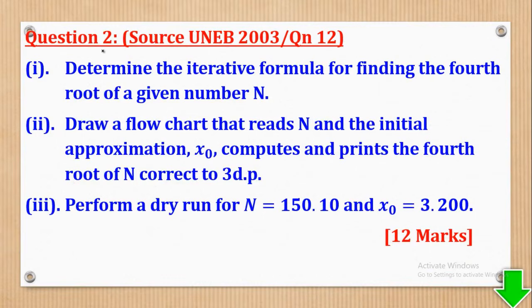Now we shall go to question 2, which came from UNEB 2003, paper 2, question 12, and says Roman 1, determine the iterative formula for finding the 4th root of a given number capital N. So I think let's start with Roman 1.